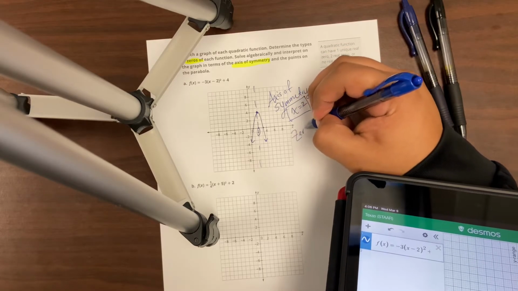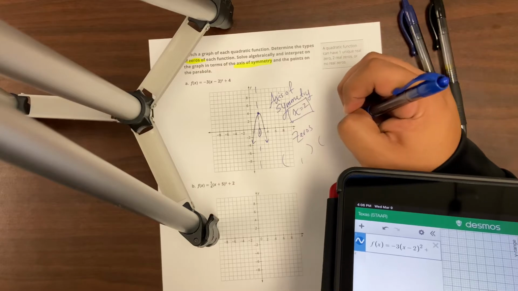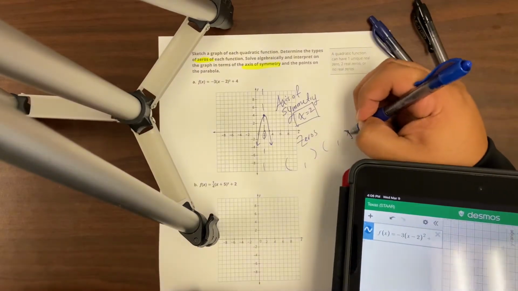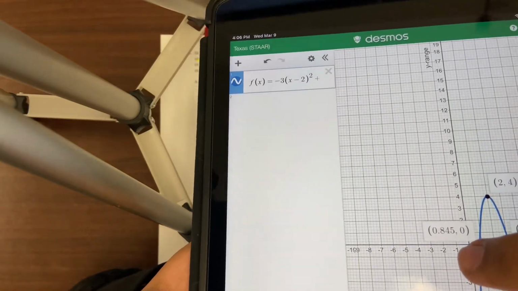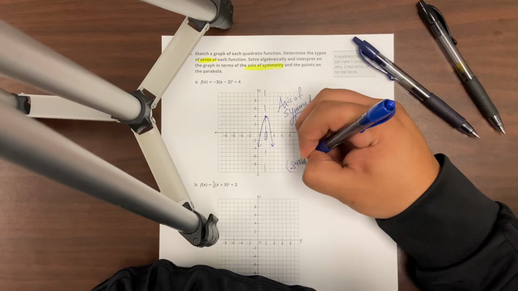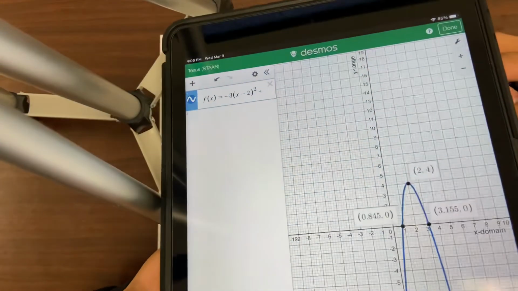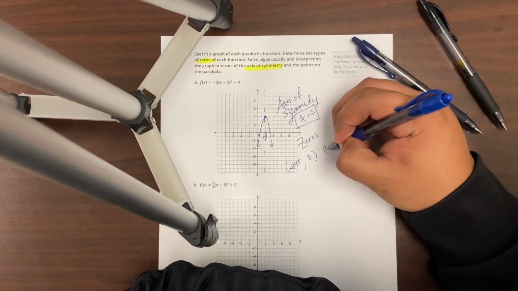And my zeros are 2 points. If you look at the points, 0.845, 0, and the other one is 3.155, 0.